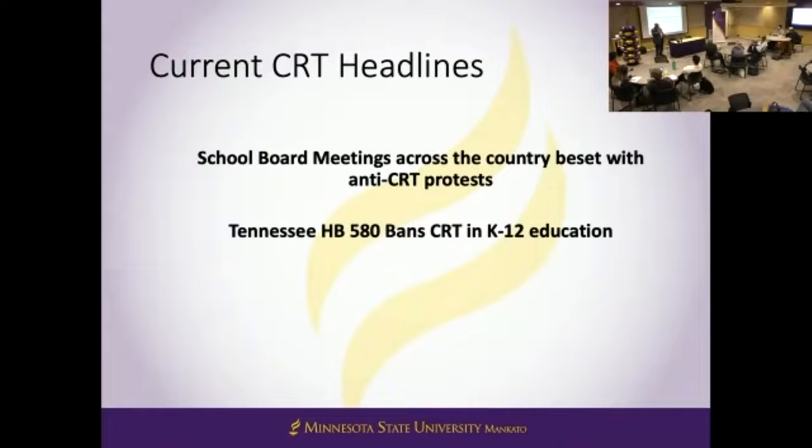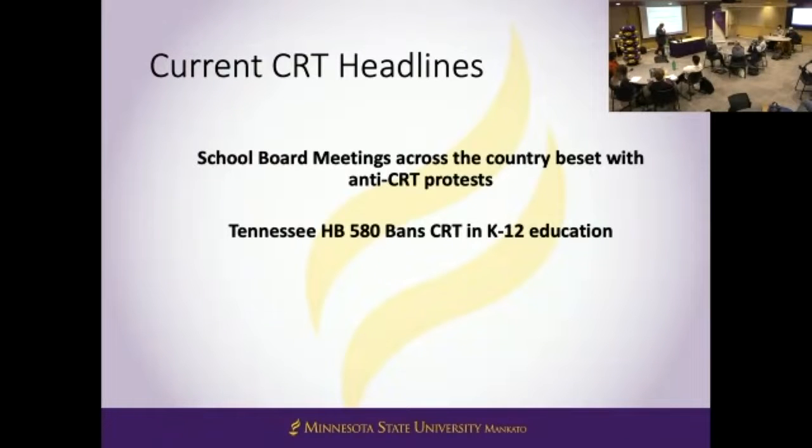Another one: promoting or advocating the violent overthrow of the United States government. We're going to come back to that one for sure. Ascribing character traits, values, moral or ethical codes, privileges, or beliefs to a race or sex, or to an individual because of the individual's race or sex. In other words, that's talking about you can't say that somebody has privilege because of these characteristics. That's Tennessee House Bill 580. Texas passed a similar bill. Florida is passing that bill.